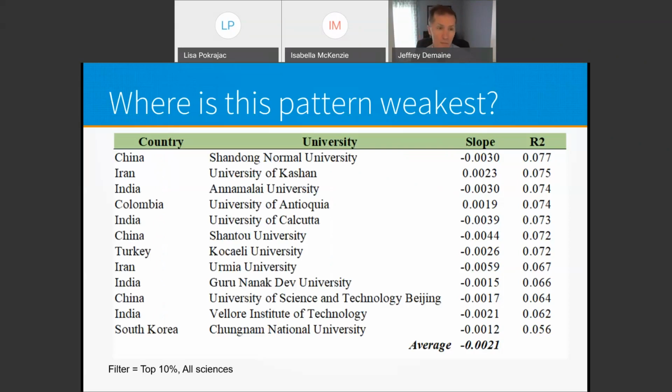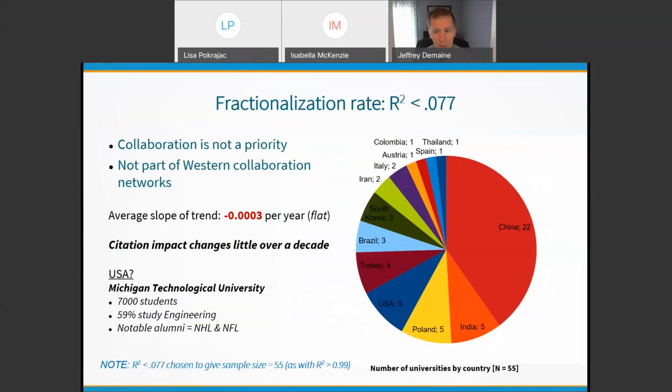We looked at the top. Now let's look at the bottom. All right, now I'm going to choose the 55 universities that have the lowest R-squared, about which we can say very little in terms of their collaboration trends. These universities may collaborate, they may not.